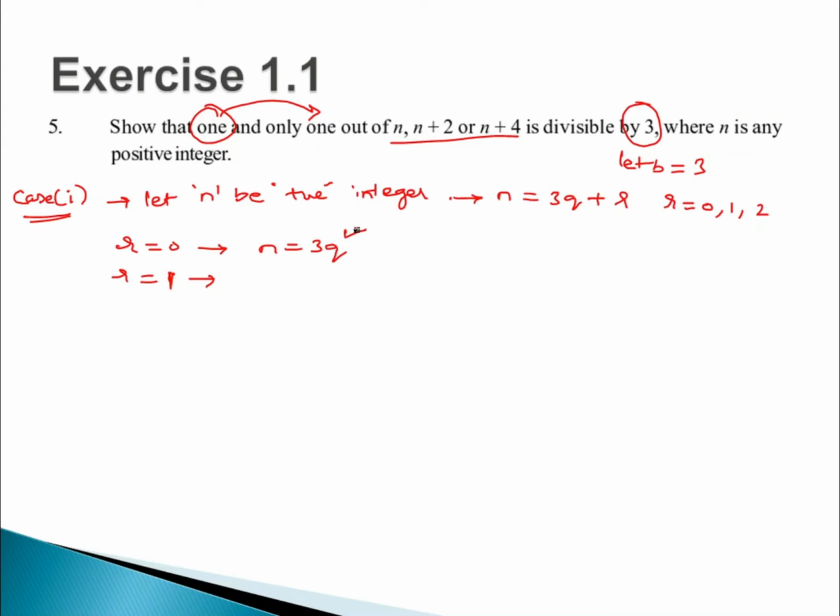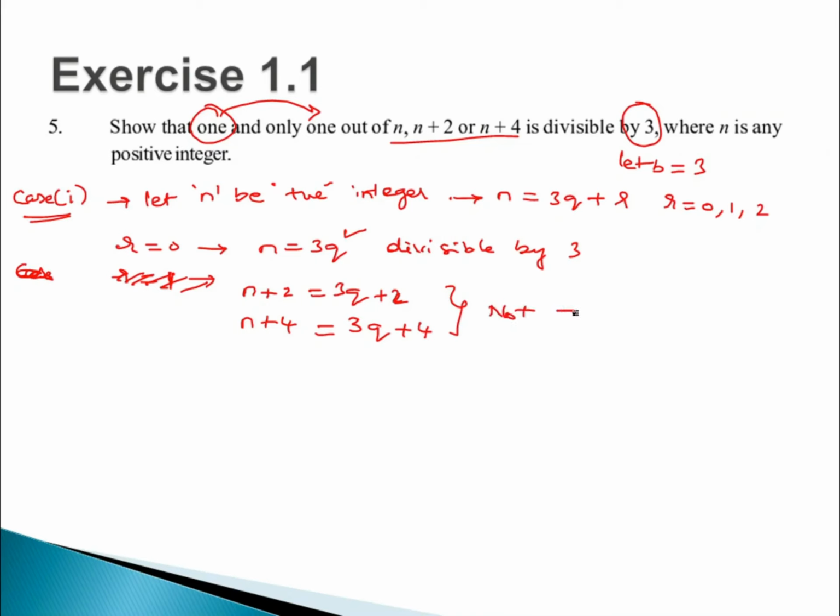Let me take r equivalent to 0, it is divisible by 3. Similarly, if I am adding some extra number, that is, if I am adding 2 on the LHS, you need to add it on the RHS also, right? Whatever you are doing on the LHS, you need to do on the RHS also. So these are not divisible by your 3. Okay. So let us look at case number 2.